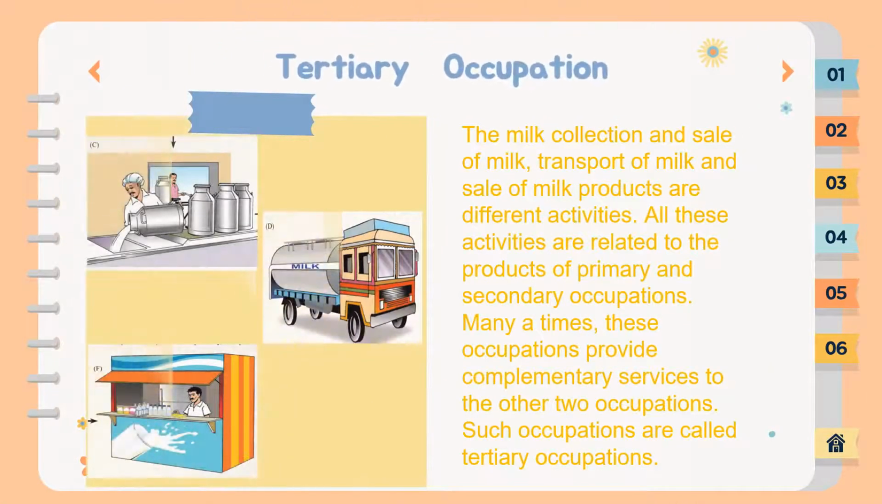The third type of occupation now we are going to talk about is tertiary occupation. Well, students, now let us understand what is tertiary occupation. Now look at the pictures C, D and F. You will see milk collection and sale of milk, transport of milk and sale of milk products respectively. All these activities are related to the products of primary and secondary occupations.